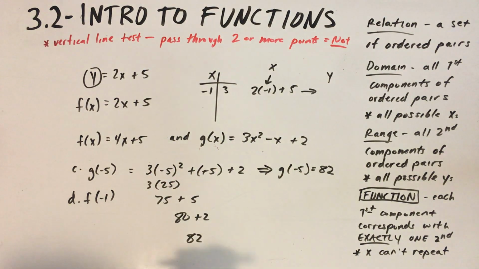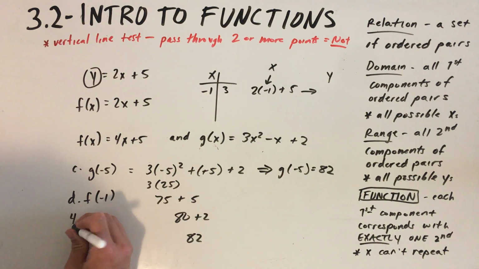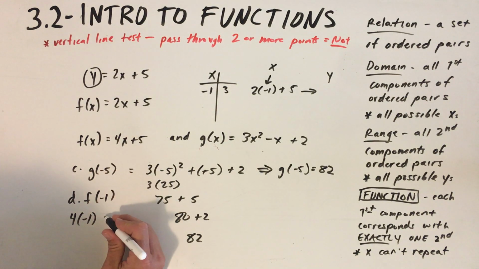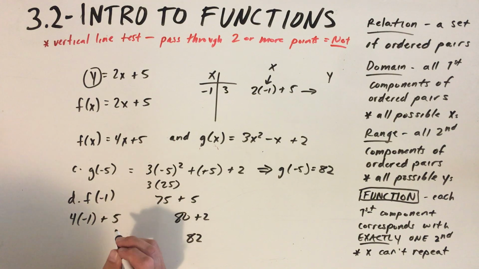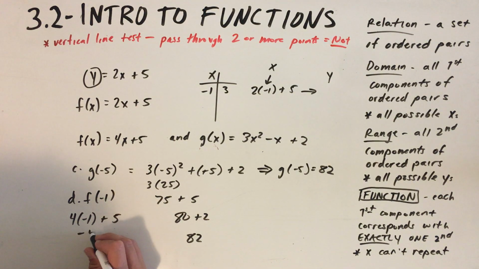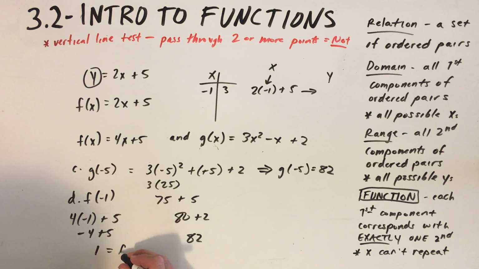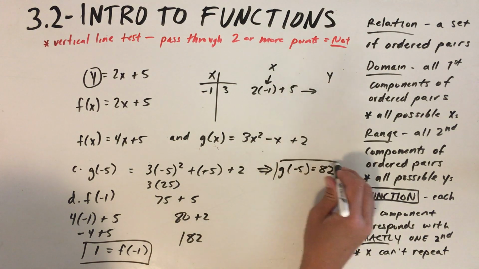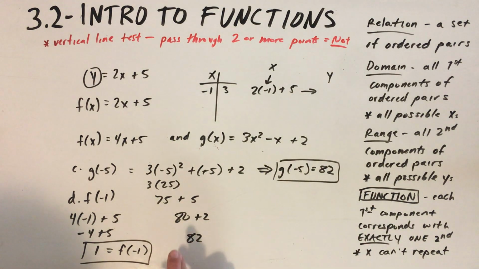Okay, so that is my g of -5. My f of -1 says that I'm going to plug in -1 where I see x into my function f of x. Well, -4 plus 5 is going to give me 1. So my f of -1 is equal to 1. And here my g of -5 is equal to 82. All right, so that is how a function works.